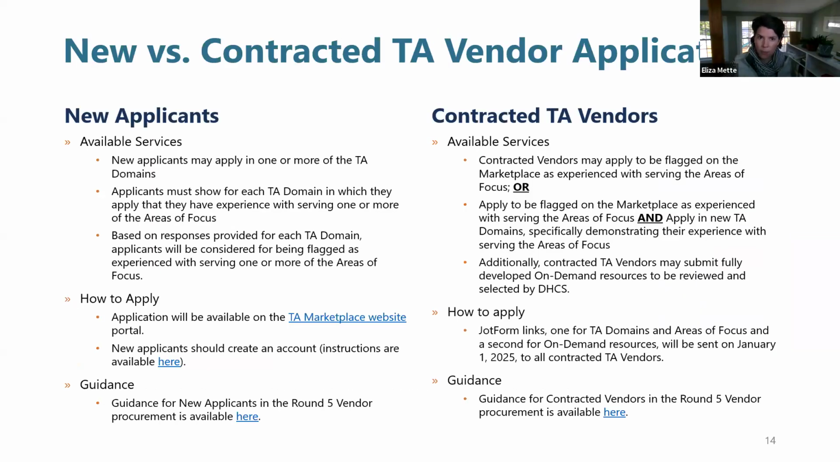All right, so there's a slightly different process for new applicants versus contracted TA vendors. For new applicants, you may apply in one or more of the TA domains, the 7 domains that Jenna just went over a few moments ago. Applicants must show for each TA domain in which they apply that they have experience with serving one or more of those areas of focus I just reviewed. Based on the resources provided for each TA domain, applicants will be considered for being flagged as experienced with serving one or more of those areas of focus.